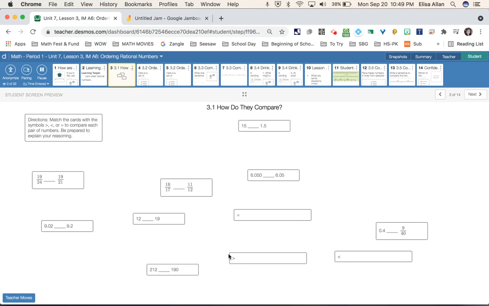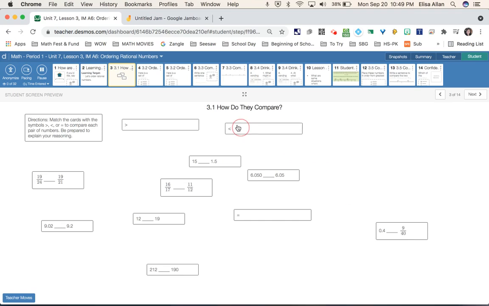Here I also see my greater than symbol. I'll use this and put it off to the side. And I see my less than symbol. Let me put this here also. And my equal to symbol. Those are the categories I'm really putting them into. In this case, I'm going to find out which numbers really fit into the categories.